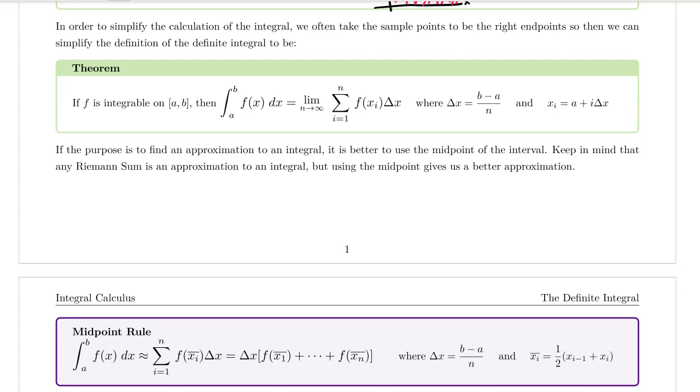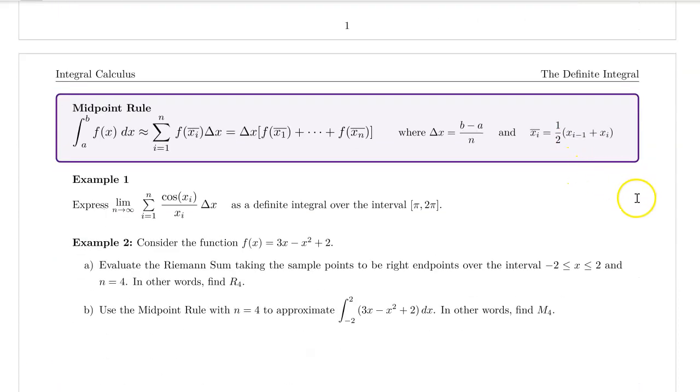If the purpose is to find an approximation to an integral, it is better to use the midpoint of the interval instead of the right endpoint. Keep in mind that any Riemann sum is an approximation to a definite integral, but using the midpoint gives us a better approximation. And so here we have the midpoint rule in this purple box, and it says that the definite integral from a to b of f of x dx is approximately equal to the summation from i equals 1 to n of f of x sub i bar times delta x.